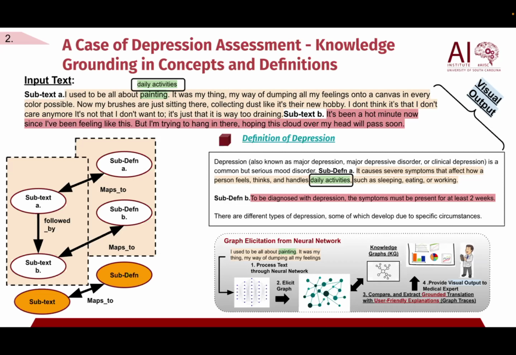Also, you can do entity recognition on the input text and connect it to one particular category of entity, like daily activities. So when you put all that into the mix, the definition of depression connects much better to the input text, and the clinician has less work to do in interpreting the output of the model and can act more appropriately.